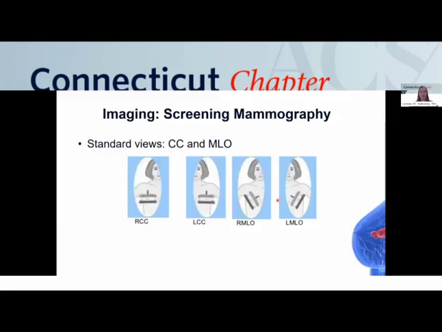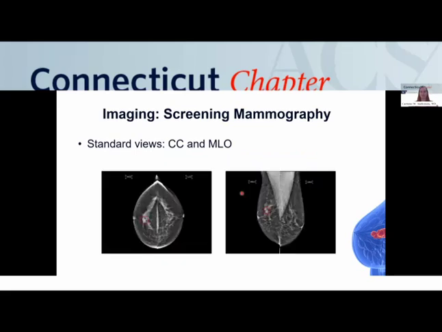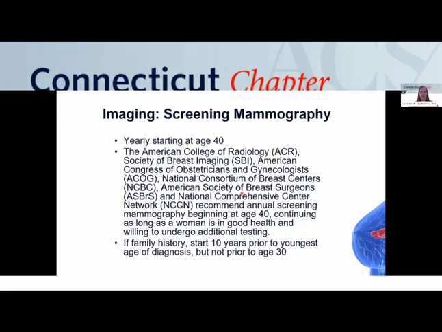Moving on to imaging and biopsies, reminder, screening mammogram, 2 standard views, CC and then MLO, which is tilted just slightly lateral to get that axillary tail of Spence. A screening mammogram is indicated for screening alone. We recommend yearly starting at age 40. That is everybody, and proceeding annually.